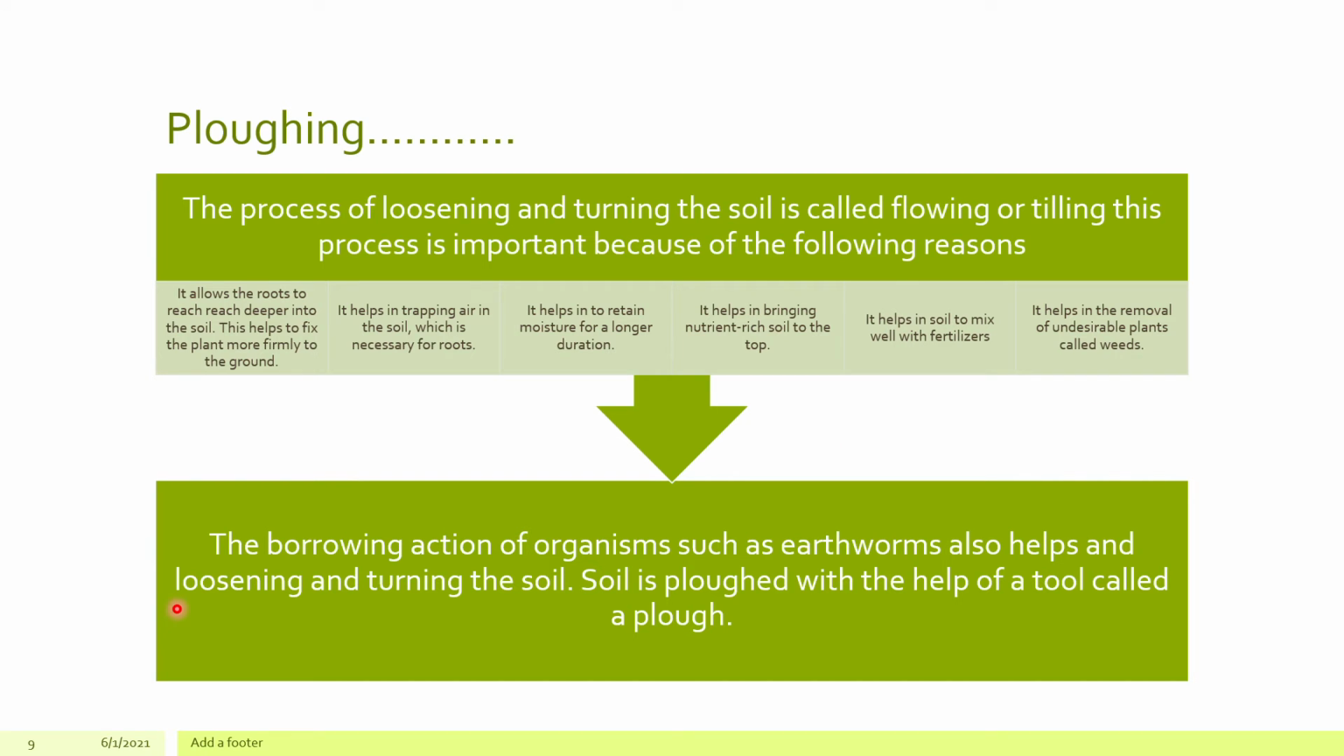One more point. The burrowing action of organisms such as earthworms also helps in loosening and turning the soil. Earthworm is very friendly to farmers. What does the earthworm do? Farmers keep earthworms with them, and during the process of plowing when they prepare soil, they put earthworms into the soil. The earthworm goes into the soil and loosens or tills it.